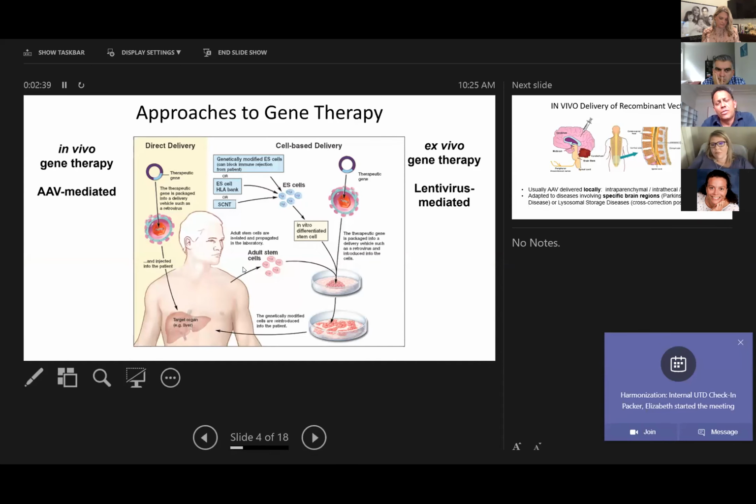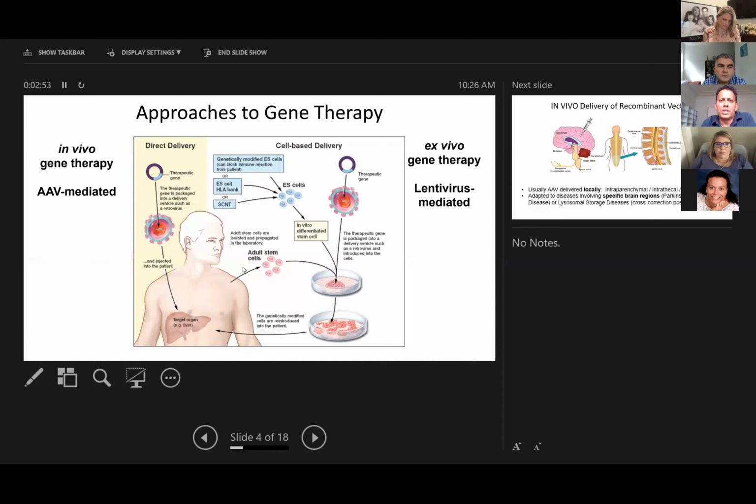So this slide really sums up the two approaches I'm going to be talking about, which is the approach to ex vivo gene therapy, which is lentivirus mediated, shown on the right. It's a cell-based approach that, in our case of ALD, is based on taking bone marrow cells, transfecting them in a dish ex vivo, so outside of the body, and then reintroducing those corrected cells into the body.